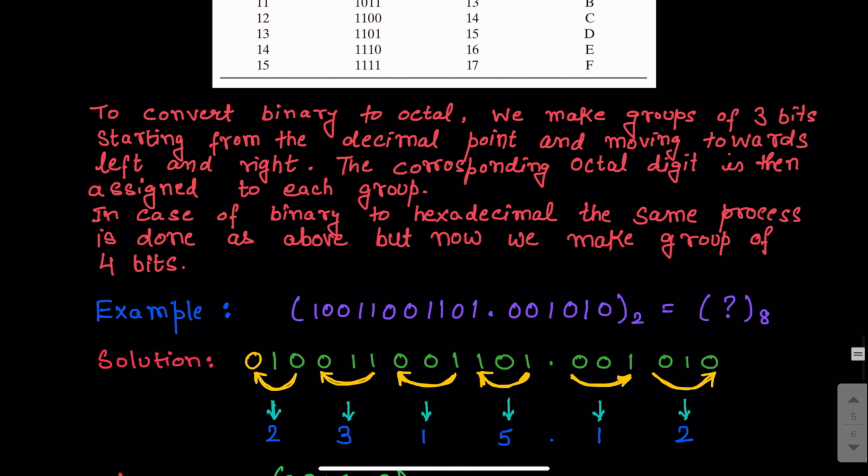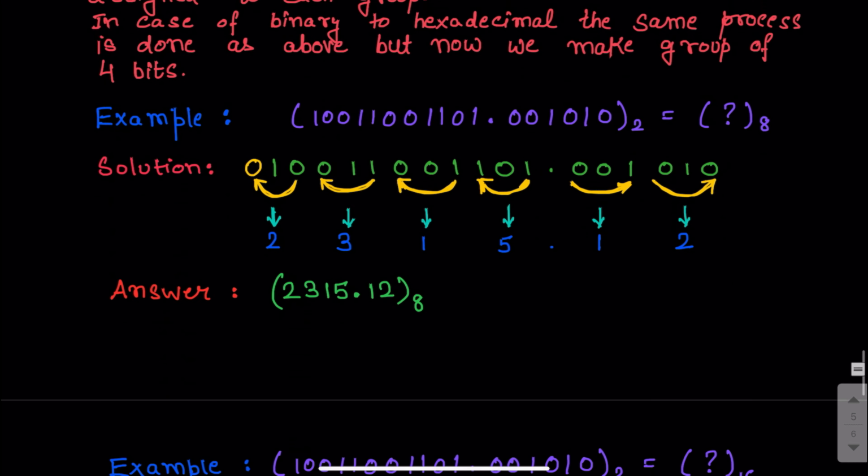In order to convert from binary to octal, we just need to make groups of 3 bits starting from the decimal point, and we move towards left and right, both the directions, and then we write down the corresponding octal digit assigned to each of the group. In case of binary to hexadecimal, the same process needs to be done, but now you make groups of 4 bits. So let us see through examples.